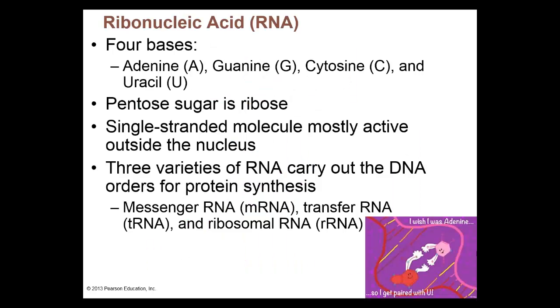Now, RNA also has 4 bases, just like DNA did. However, one of them is different. Which one's different? It has uracil, and it's missing the T. It's missing the thymine, so it has uracil now. The sugar that we find in RNA is now called ribose. In DNA it was deoxyribose. In RNA, it's ribose. It's a single-stranded molecule, and it hangs out outside of the nucleus.